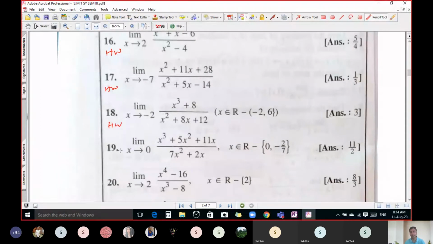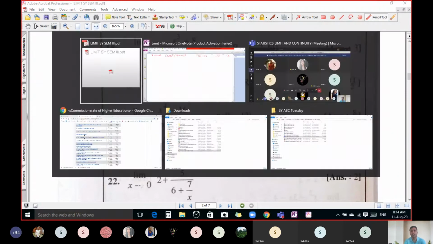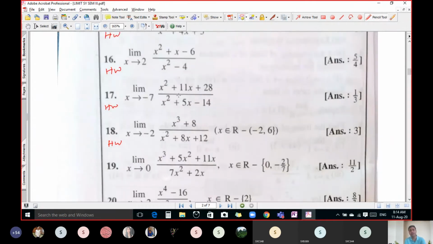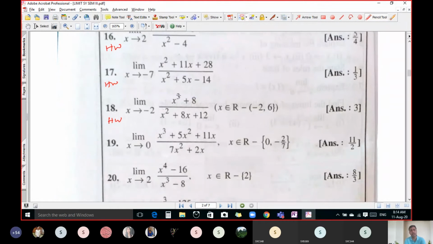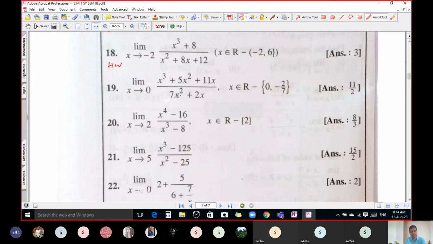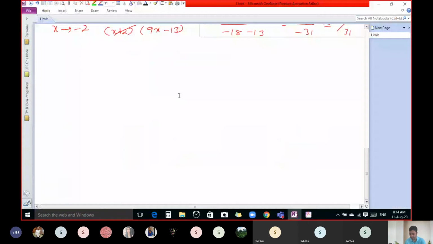Now 19. Let us do 19. Now I will put this file in the chat, so no need to write the examples right now. You can see the same file in your chat. After completion of our lecture, I will attach this file in our chat so you can easily find the homework. And we will discuss your doubts in next lecture. Now question number 19. It is a simple question actually, but let us do it.